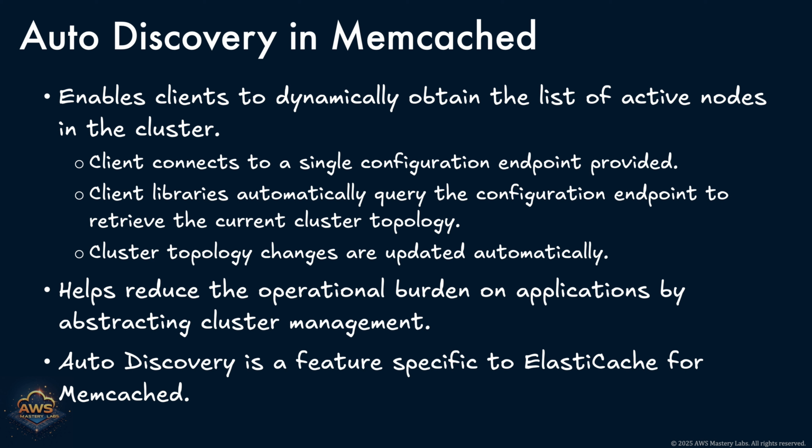Auto-discovery also plays a crucial role in resiliency and elasticity. For applications with high throughput or those deployed in a stateless microservices architecture, it ensures that the caching layer is always in sync with the backend infrastructure. The automatic adaptation to topology changes means faster recovery from failures and frictionless scaling during traffic surges. It's important to note that auto-discovery is a feature specific to Memcached in ElastiCache. Redis, which uses a different architecture and discovery model, does not support this particular behavior.